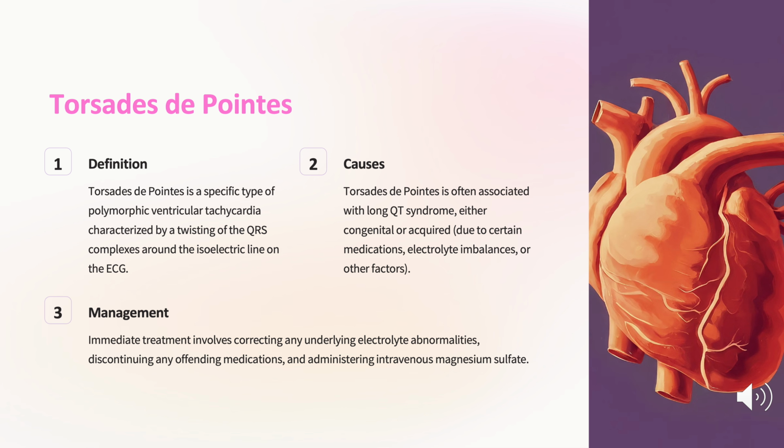Causes: often linked with long QT syndrome, either congenital or acquired, attributed to medications, electrolyte imbalances, or other triggers. Management: swift action involves rectifying underlying electrolyte imbalances, ceasing culpable medications, and promptly administering intravenous magnesium sulfate. By swiftly addressing underlying causes and instituting appropriate interventions, we can mitigate the risk of adverse cardiac events associated with torsades de pointes.